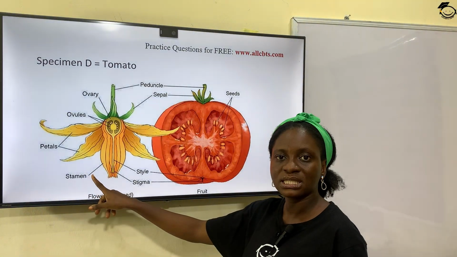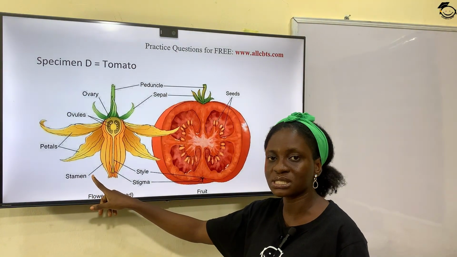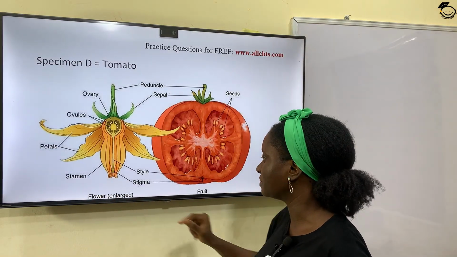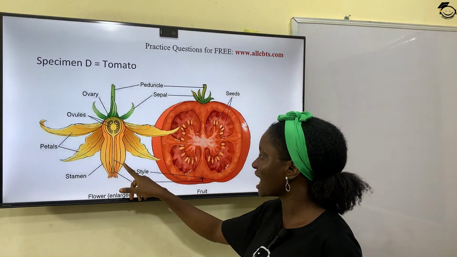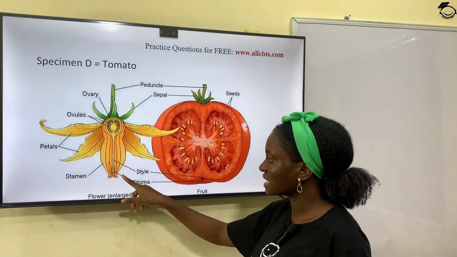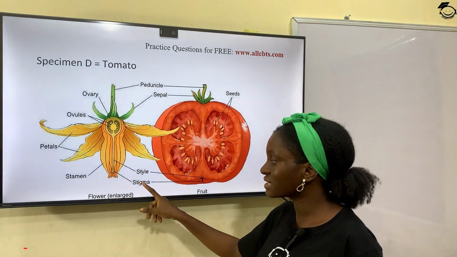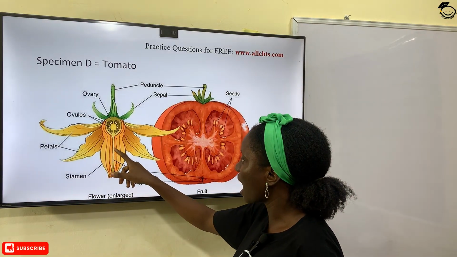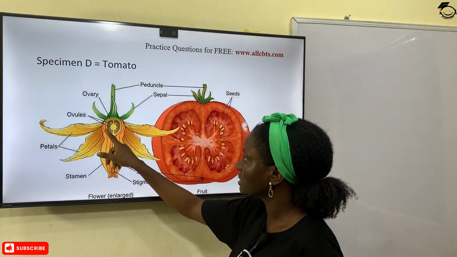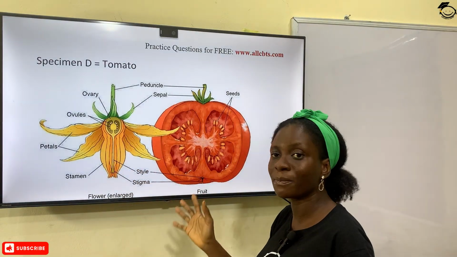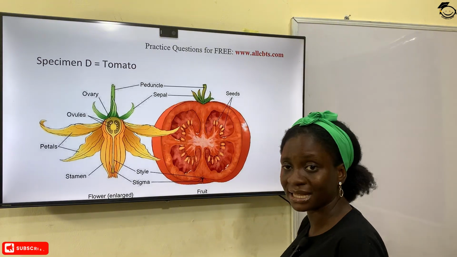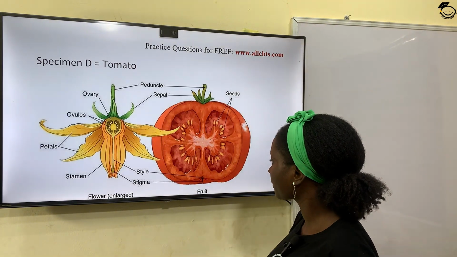The stamen is the male reproductive part of a flower. Then the style, the stigma is the female reproductive part. The style houses the ovary, is also part of the female reproductive part of a flower.